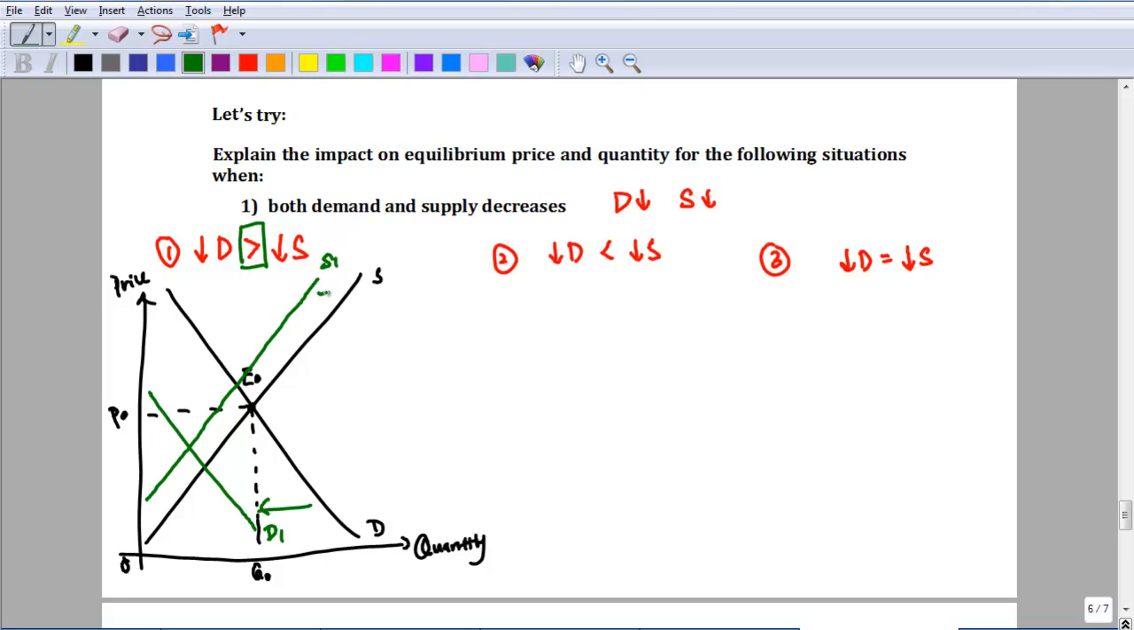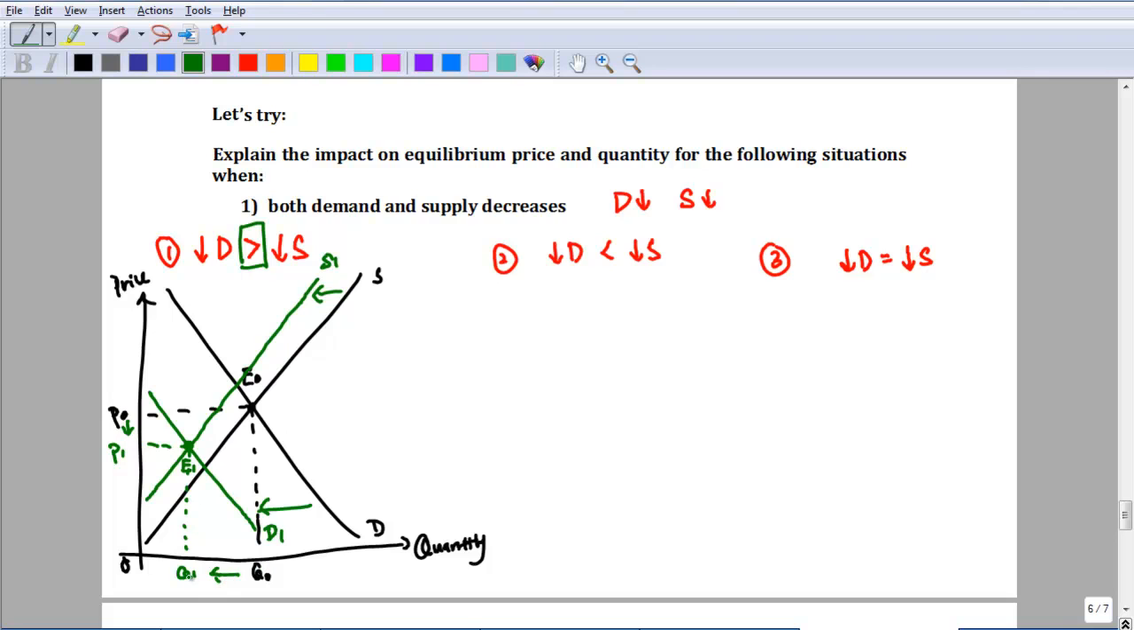to S1. So based on this diagram, you notice that your supply curve and your demand curve intersect at this point here. This is your new market equilibrium point. I'm going to label that as E1. Your equilibrium price is P1 and equilibrium quantity Q1. So from this diagram, you can see that your equilibrium price has dropped from P0 to P1. Equilibrium quantity has dropped from Q0 to Q1.